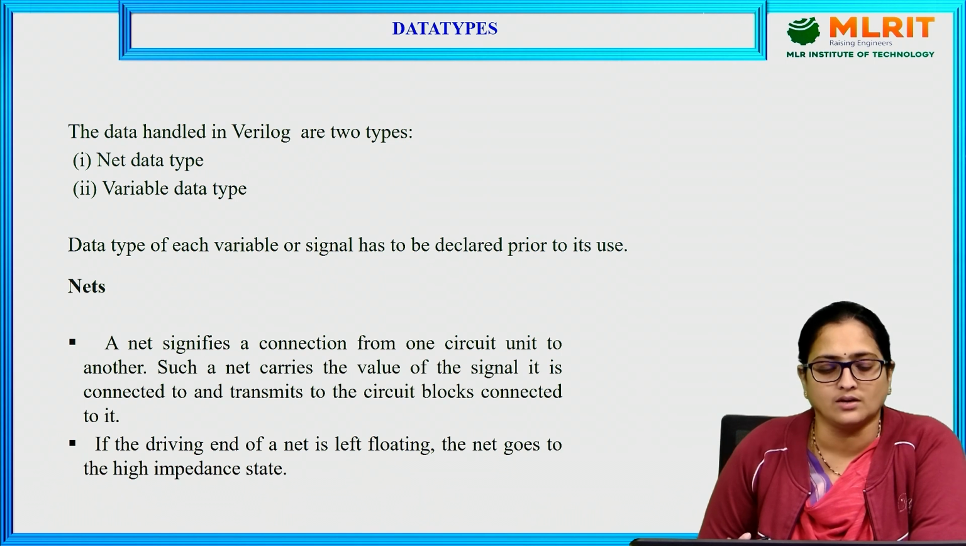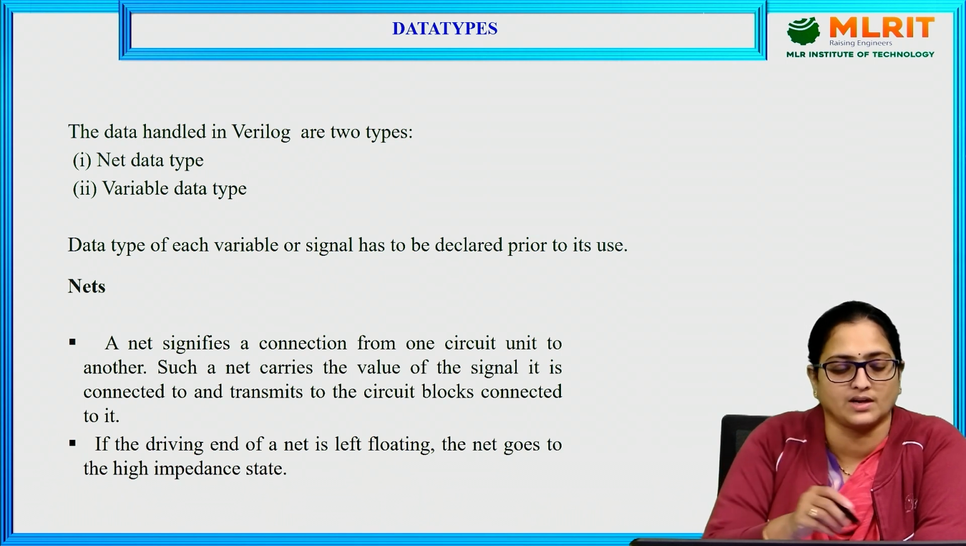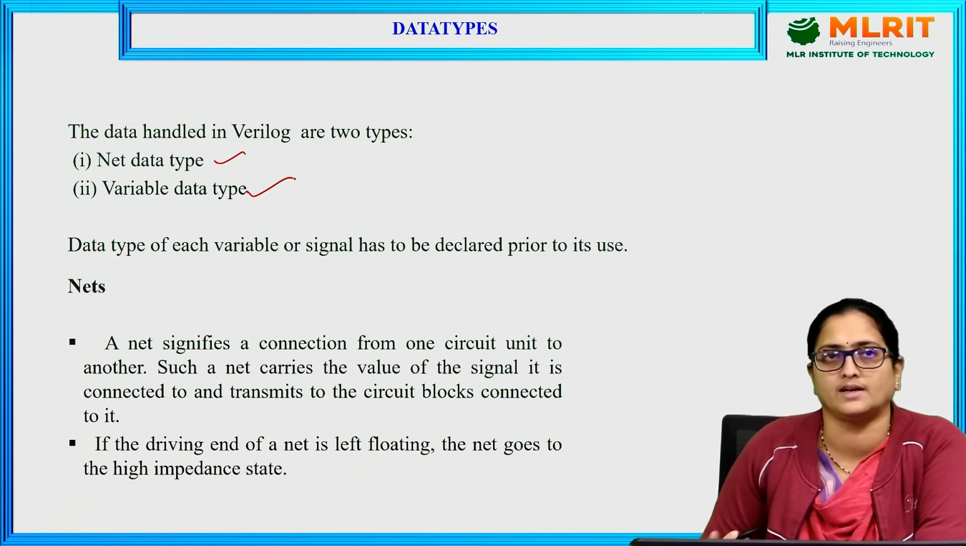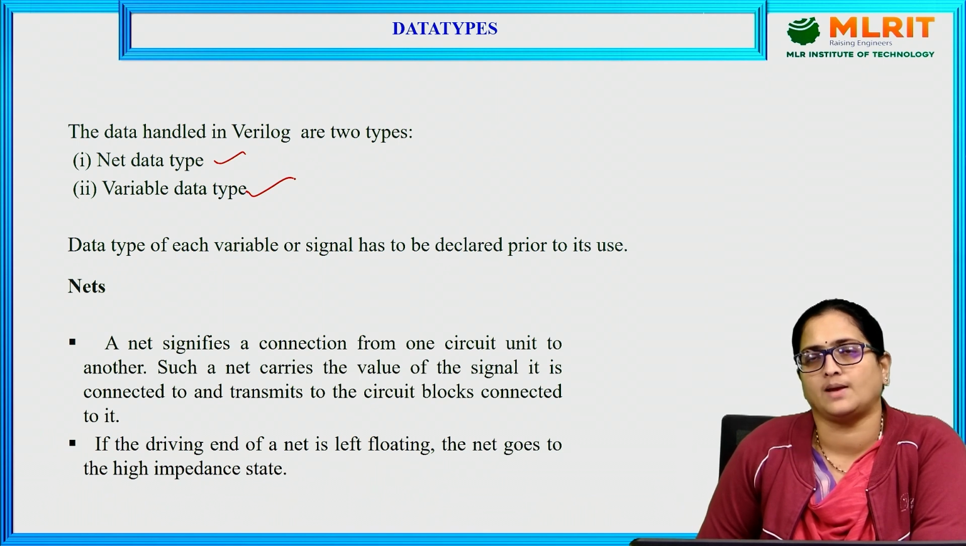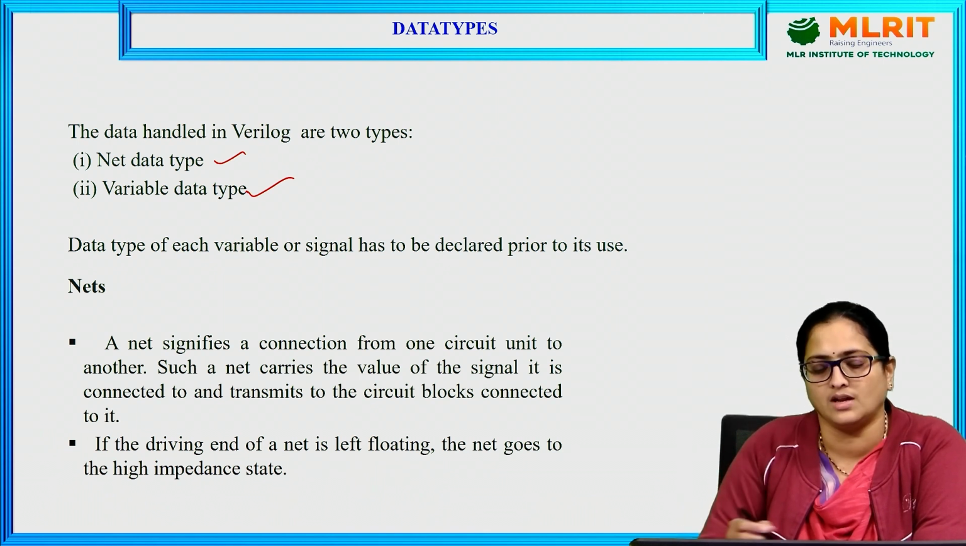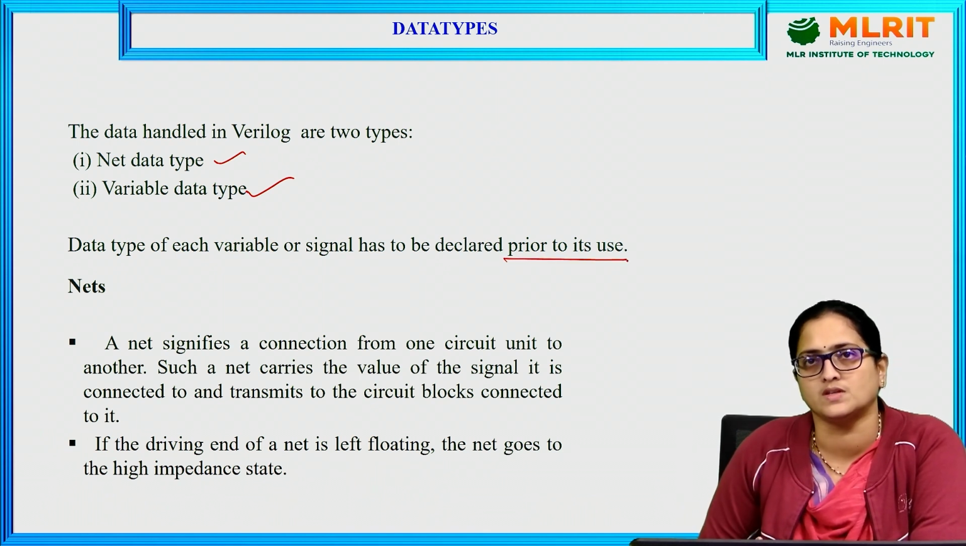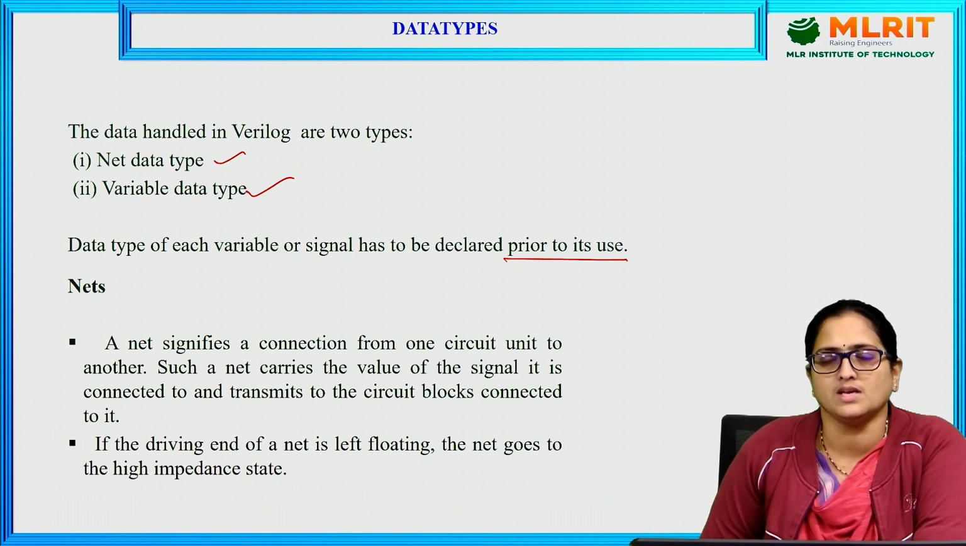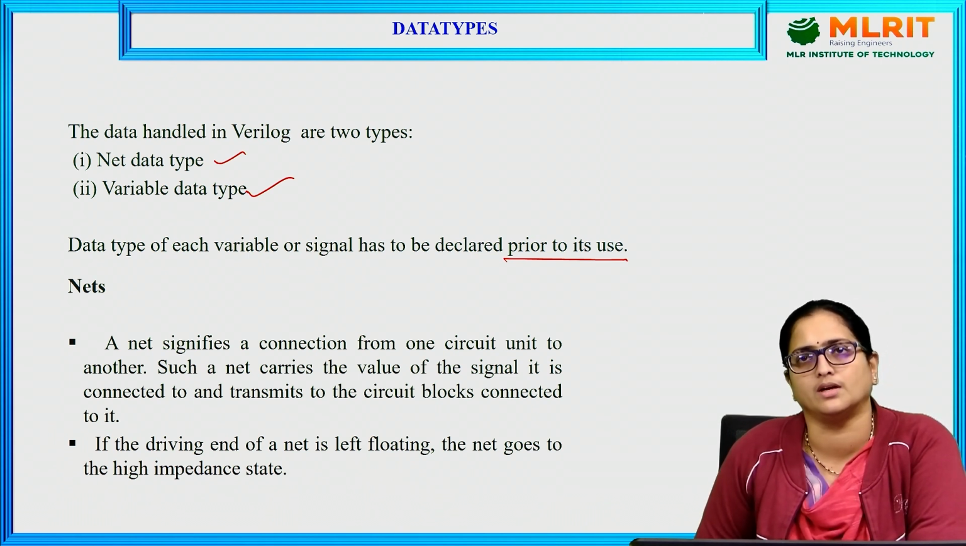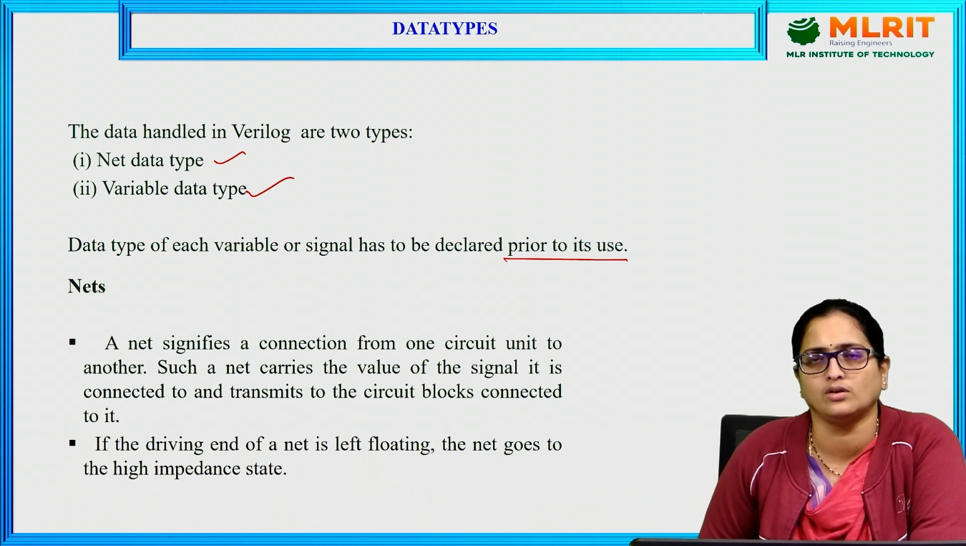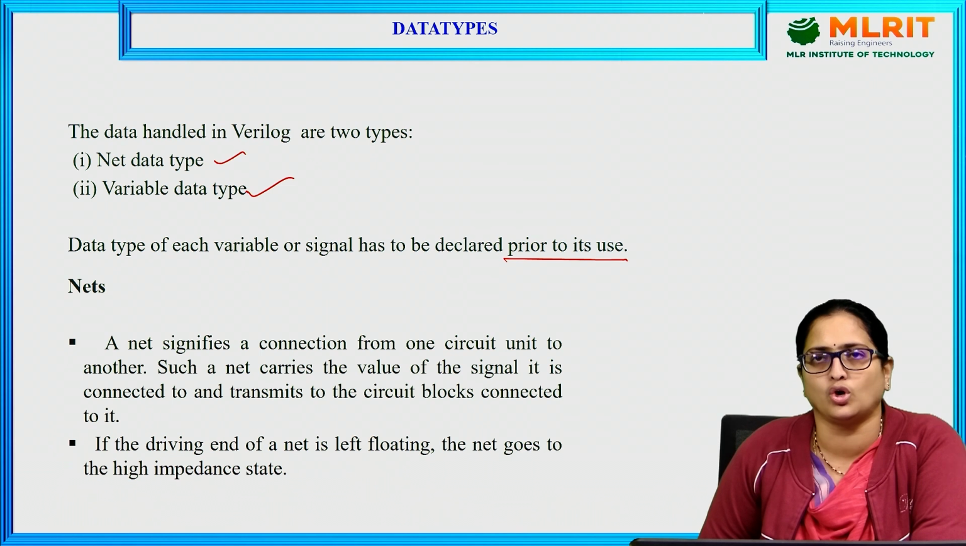Here, there are two different types of data types: net data type and variable data type. The data type of each variable or signal has to be declared prior to its use. If I am taking a number and I have not defined it either as an integer or a real number, then the program cannot take it as a float value. It takes it as a normal integer.